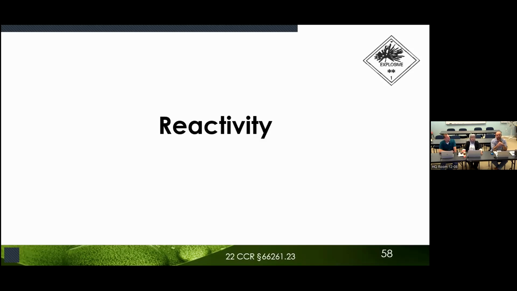The criteria of the reactivity characteristic are outlined in Title 22, Section 66261.23. Before we go into more detail, let's explore why reactivity was selected as one of the key hazardous waste identification criteria.